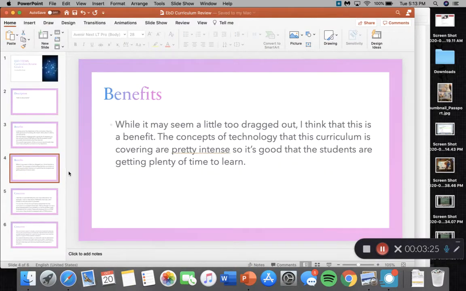Another benefit, I think, well, it may seem a little too dragged out because there's over 15 lessons in this whole curriculum, but I think the concept of technology is pretty intense, so it's good that the students are able to get plenty of time to learn and plenty of time to stretch out and really take their time to focus on the engineering process and all that to really benefit from this curriculum.